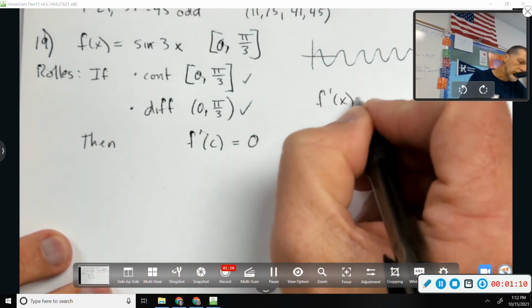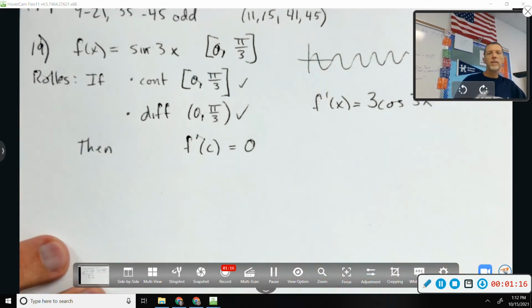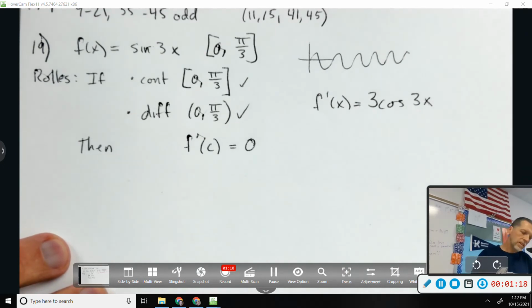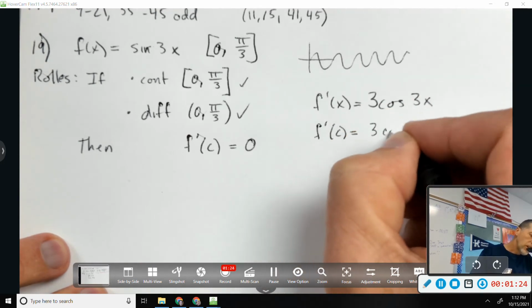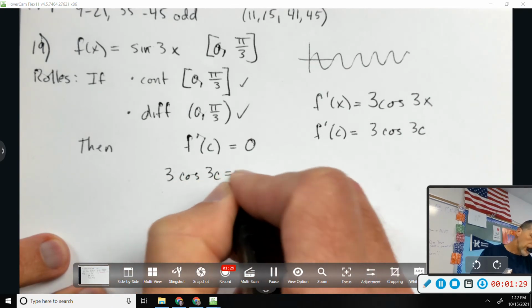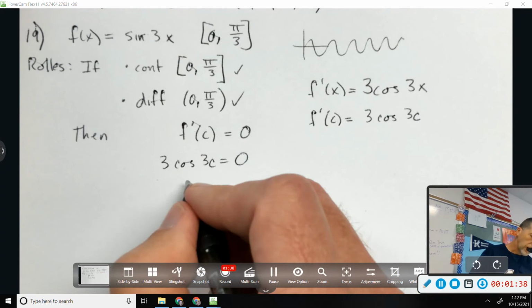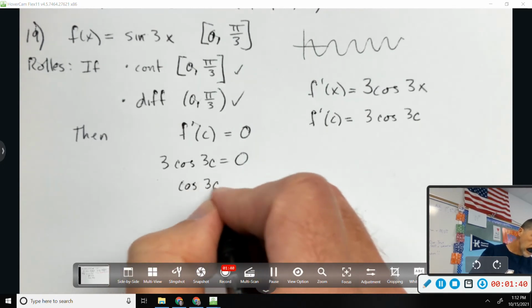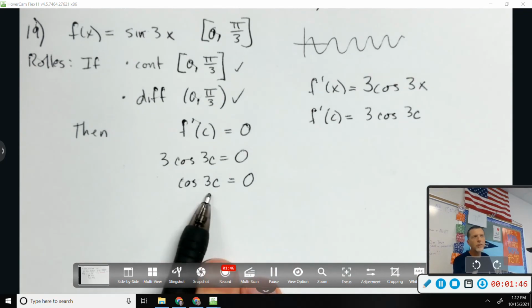So the derivative would be, derivative of sine is cosine, and then chain rule would be a 3 at the end of that. So at c, and c is what we're looking for, 3 cosine 3c equals 0. I think I see why now this is a common question. I can divide by 3. Cosine of 3c is 0. Because that 3 in there, it's like, what do I do with that? Because I can't divide by 3 inside of there.